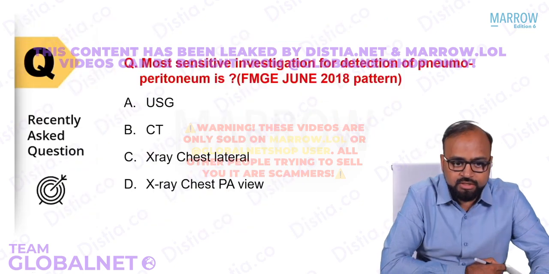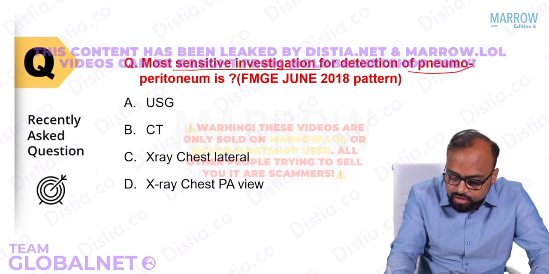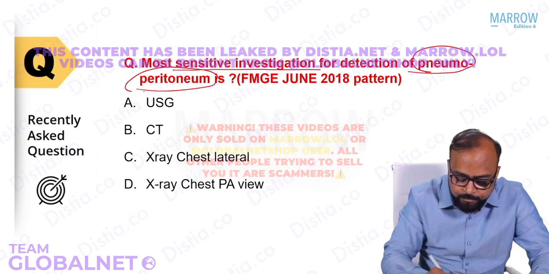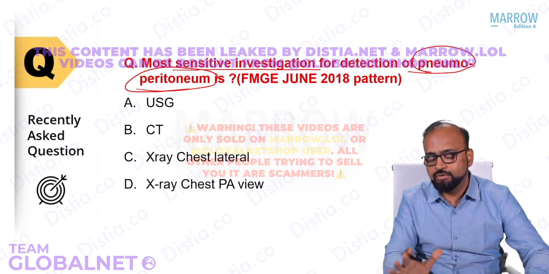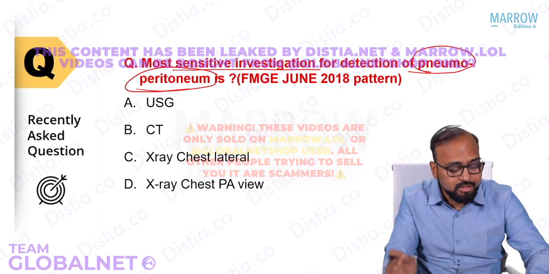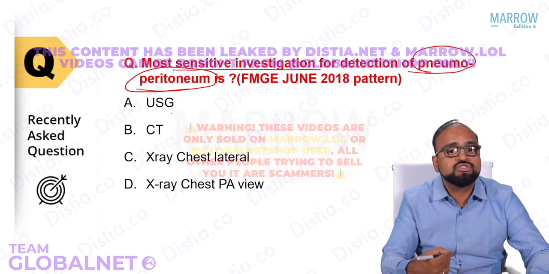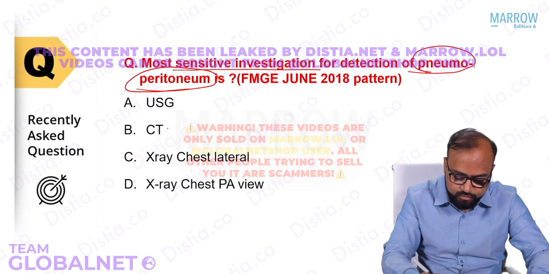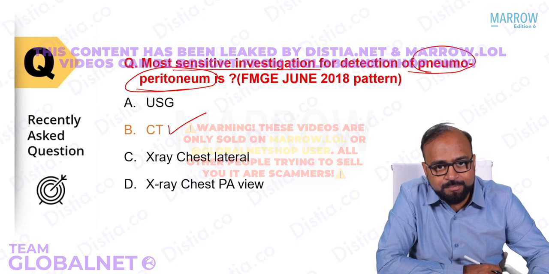So look at this question. Most sensitive investigation for detection of pneumoperitoneum. Just apply the concept. Fluid is a friend of ultrasound, air is an enemy of ultrasound. So wherever in the body you want to detect air, ultrasound will not work, and therefore for pneumoperitoneum as well as pneumomediastinum as well as pneumothorax, the investigation of choice is going to be CT scan. That is the concept here.